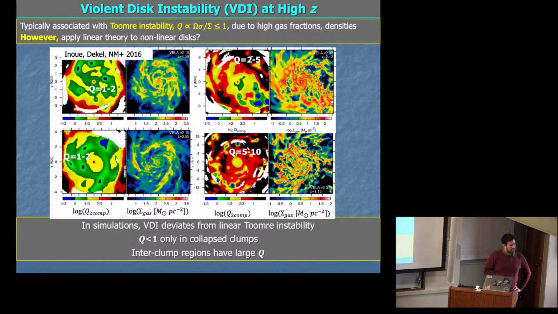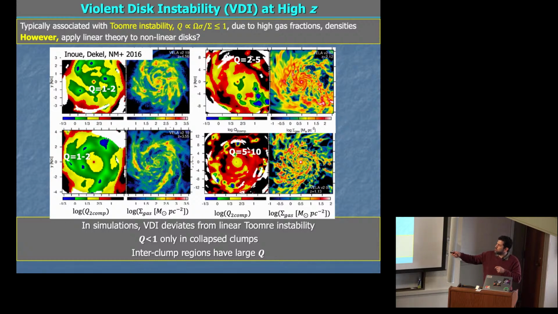So that's odd, but you might say, okay, fine, that's not all that surprising. I don't care that Q is very large in some random patch of the ISM. Maybe where clumps are about to form, Q is as small as it should be, and then I can hold on to the theory, and all would be well and good.